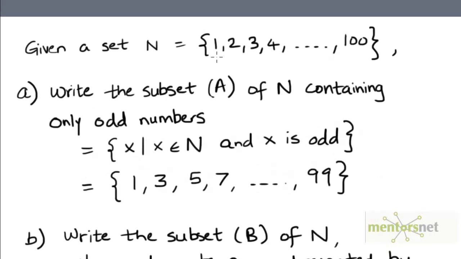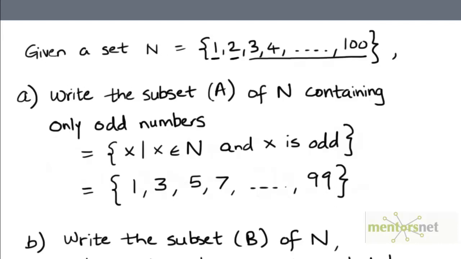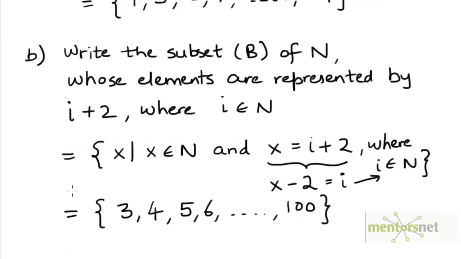If you look at the numbers 1 and 2, if you subtract 2 from these two candidates, you'll get minus 1 and 0 respectively. Minus 1 and 0 are not elements of n, so 1 and 2 have to be dropped from consideration. But the numbers from 3 to 100 satisfy the second condition, because if you subtract 2 from any of them, you would still get a number that lies in n. So the numbers from 3 to 100 would make up the subset B.